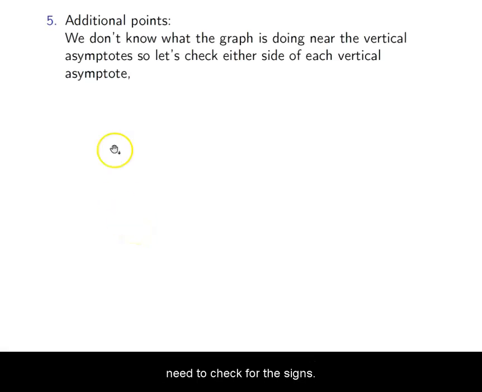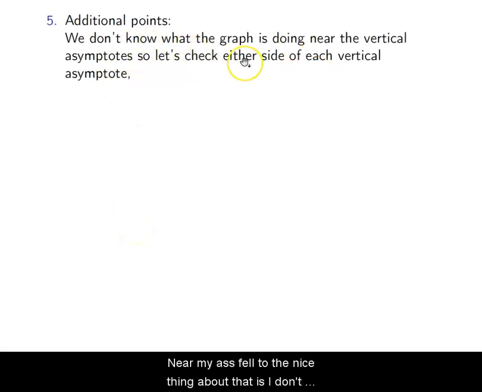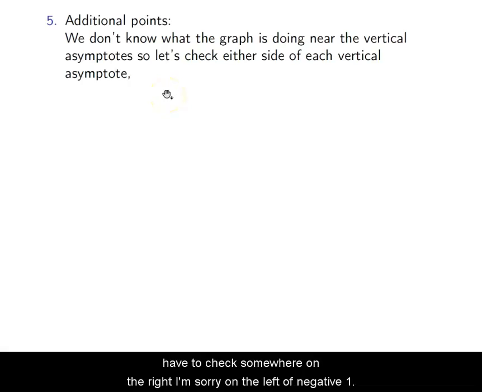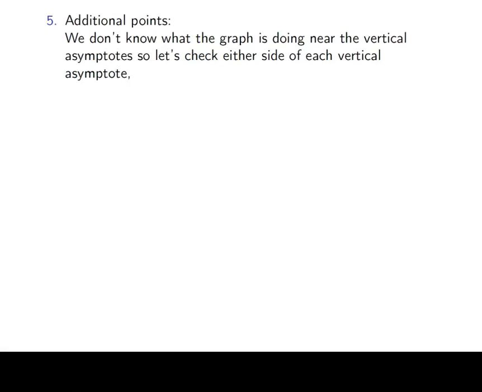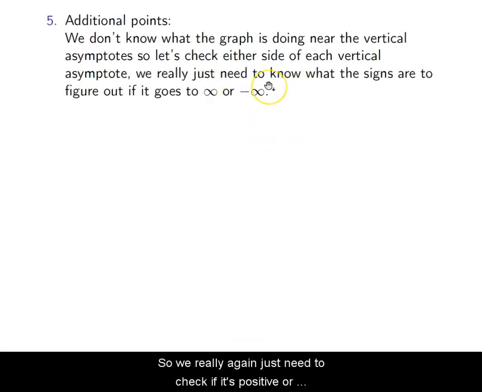So we need to check for the signs near my asymptotes. The nice thing about that is I don't have to actually calculate values. I just have to figure out what the signs are going to be. Okay. So again, we don't know what the graph is doing near my vertical asymptotes, so we're going to check on either side of those. So I have to check somewhere on the left of -1, to the right of -1 but less than 3, and something to the right of 3, right? So a value in between each of those. So my asymptotes are the values in the middle. Okay. So we really, again, just need to check if it's positive or negative, especially since I know it doesn't cross the x-axis.